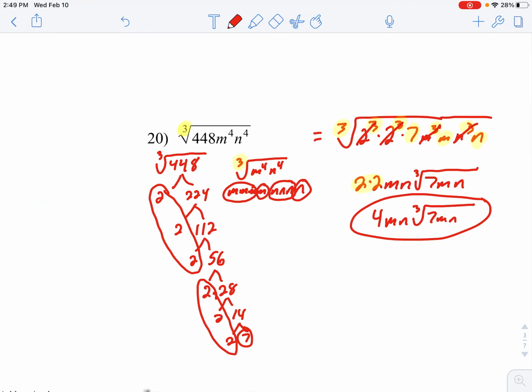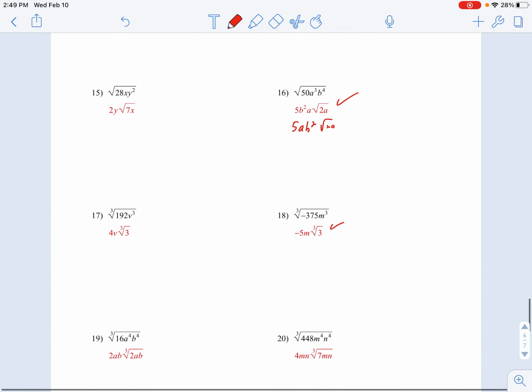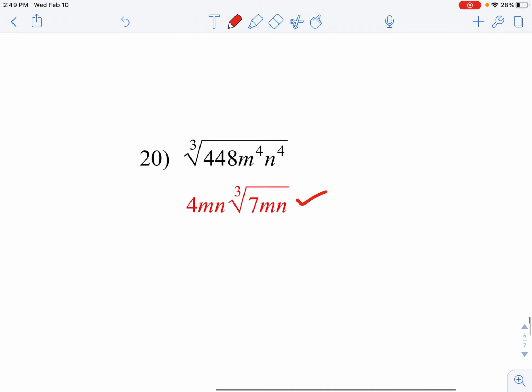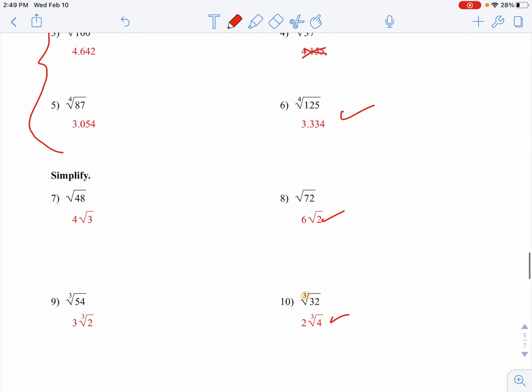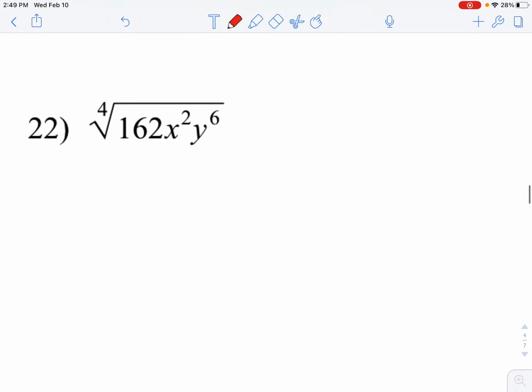That looks like a fairly complex answer. Let's hope it's right. Number 20. If it's not right, I'm going to stop the video, delete it, and start over. There it is. 4mn cube root 7mn. So this is just simplifying. We're learning how to work with different types of roots.